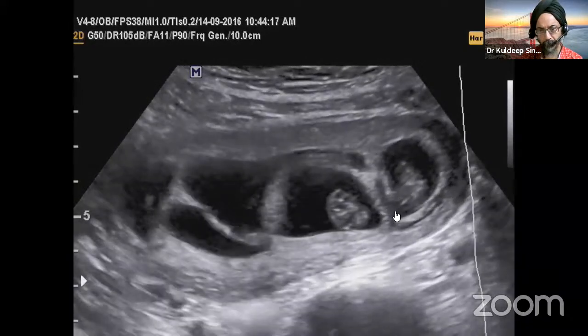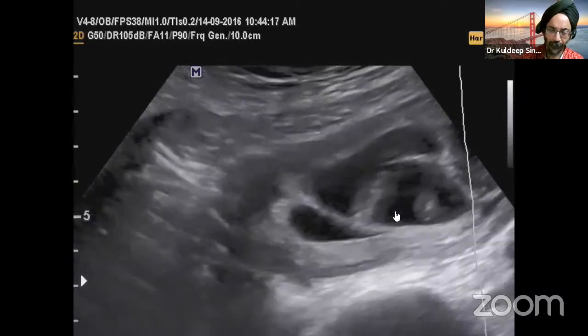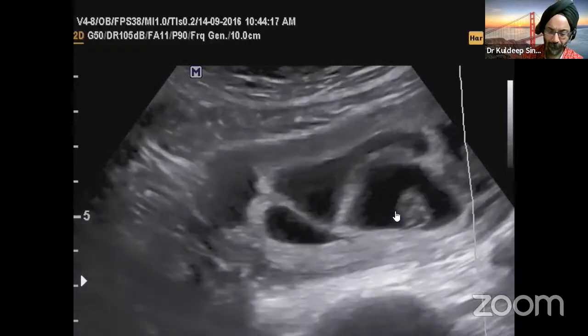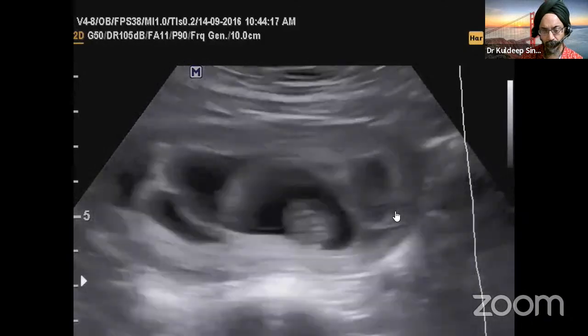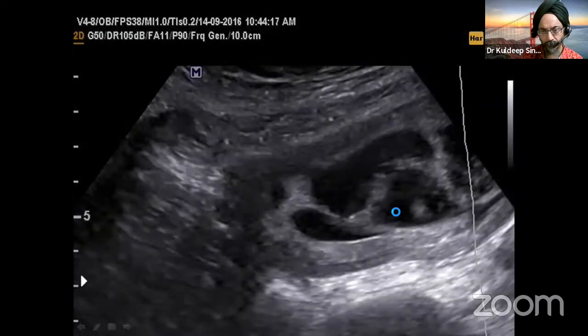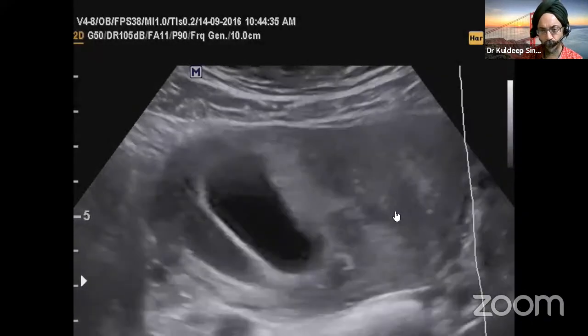We need to sit with the patient depending on what they are planning. Are they planning for reduction? And similarly nowadays, in terms of the number of embryos being transferred, we're usually doing between 2 to 3.